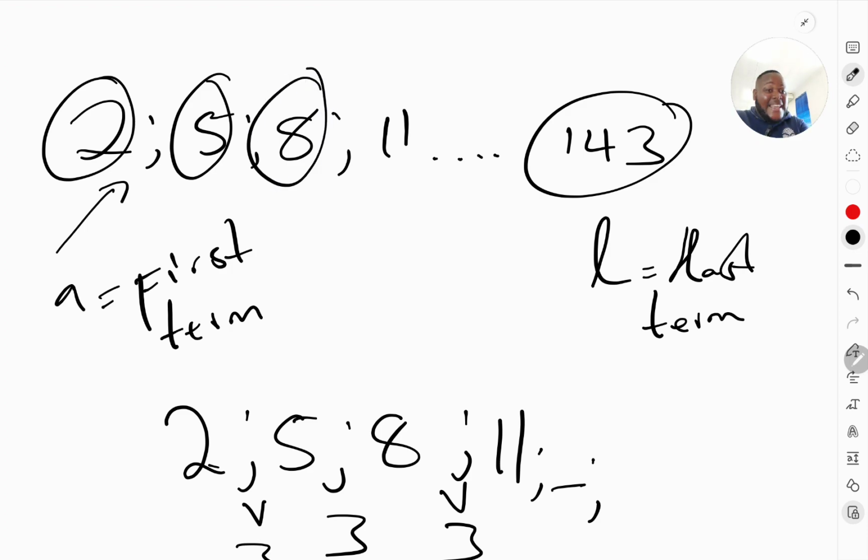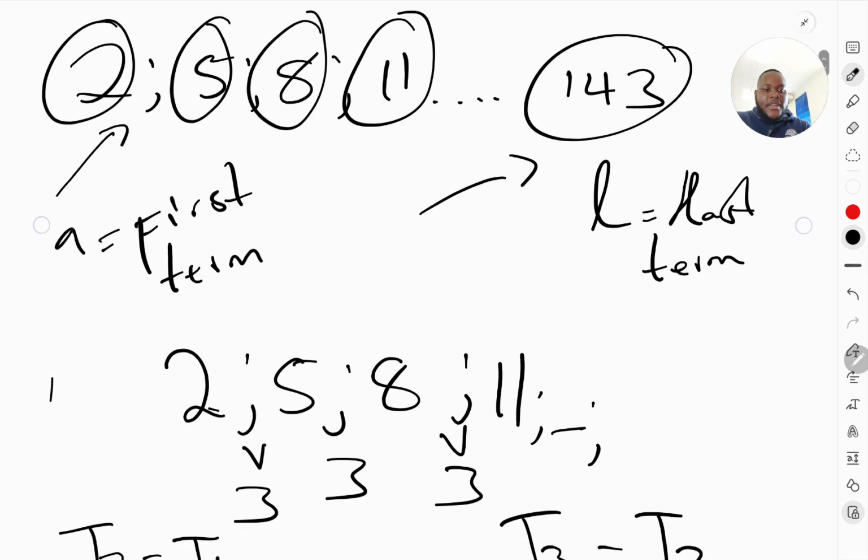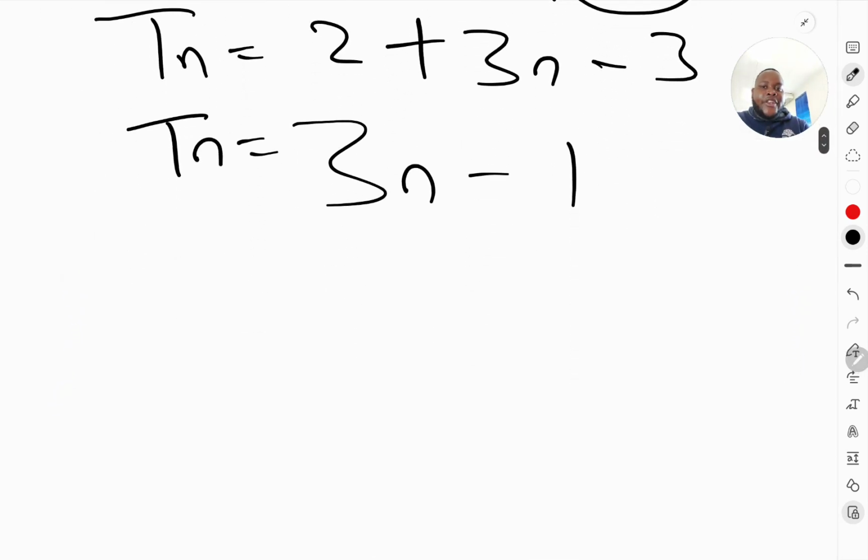This 8 is the third term, term number 3. This 11 is the fourth term, term number 4. But the question is, this 143, it is term number what? So now, given the sequence here, I'm looking for the position of my 143. It is term number what?